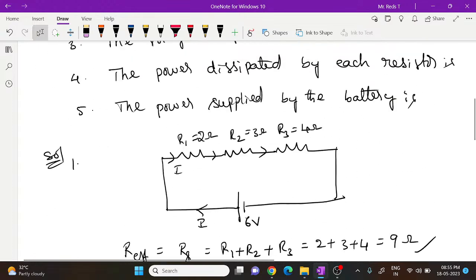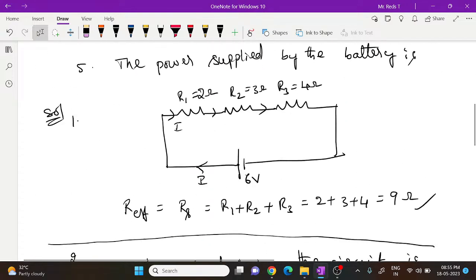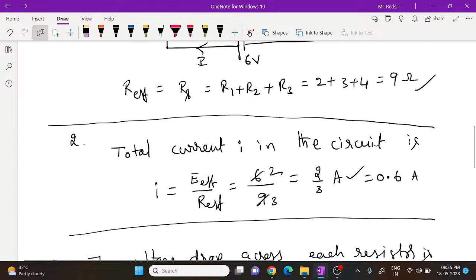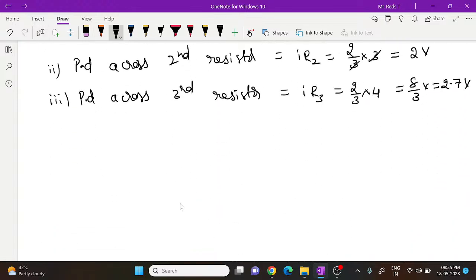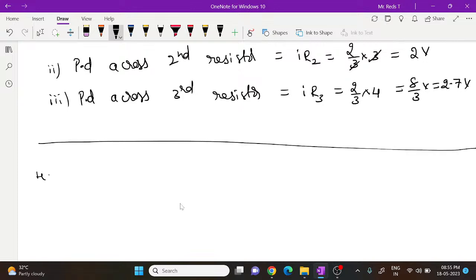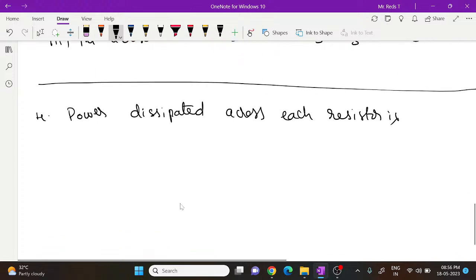Next, fourth part of the question. What is that? The power dissipated by each resistor. While calculating power dissipated, you have to be very careful. Already we have discussed this kind of question. So in series combination, again you can redraw this for understanding purposes for every question. Otherwise, you can go up and observe and come back, no problem.